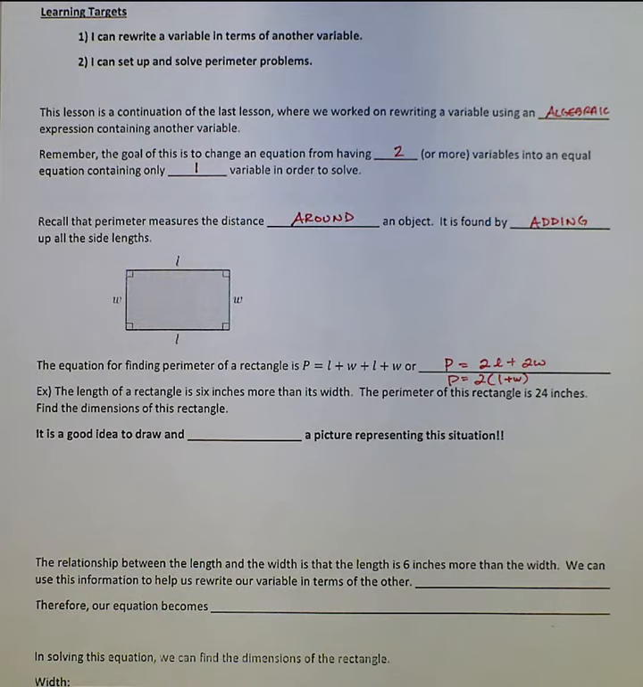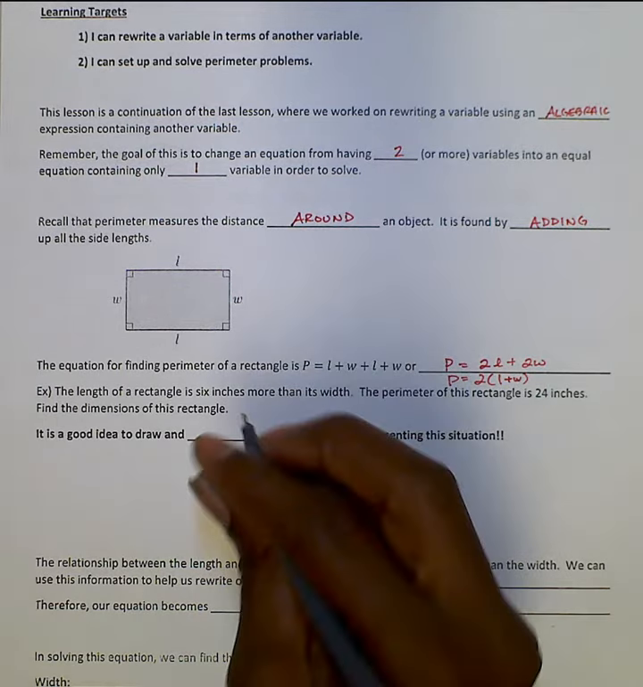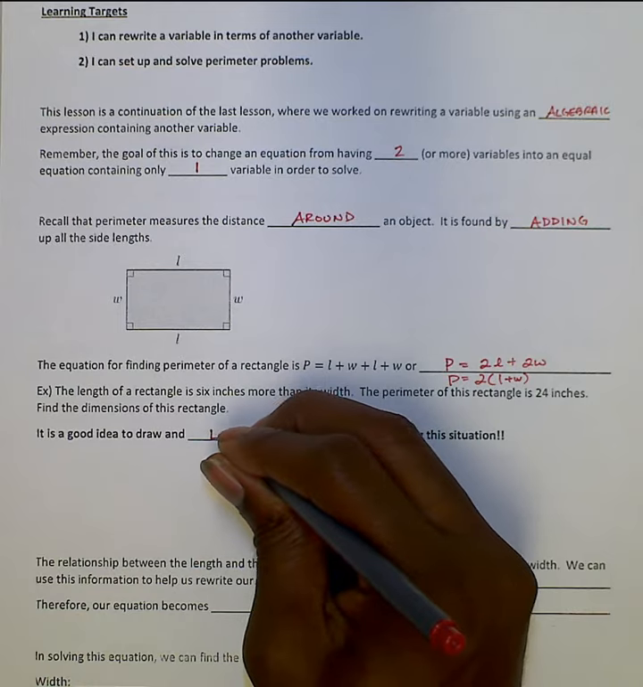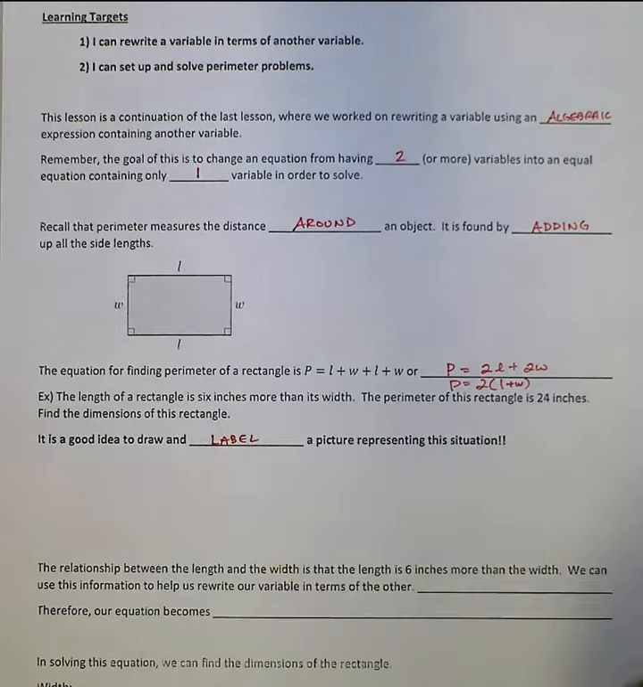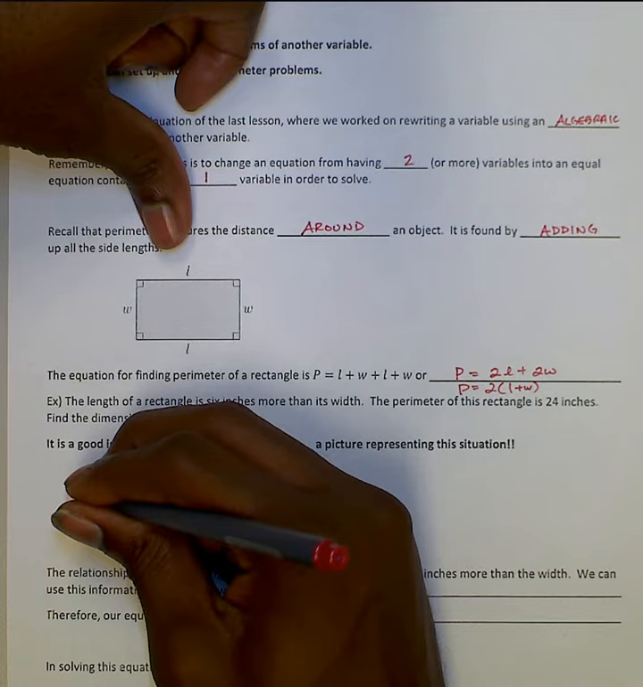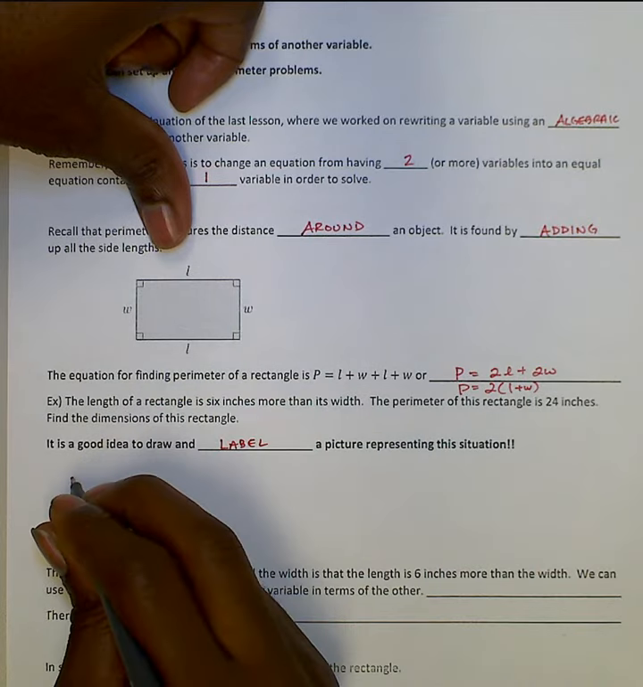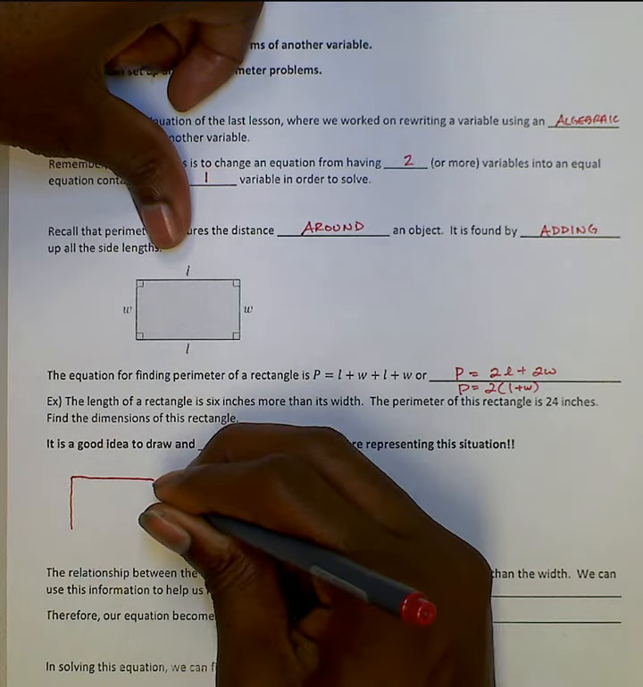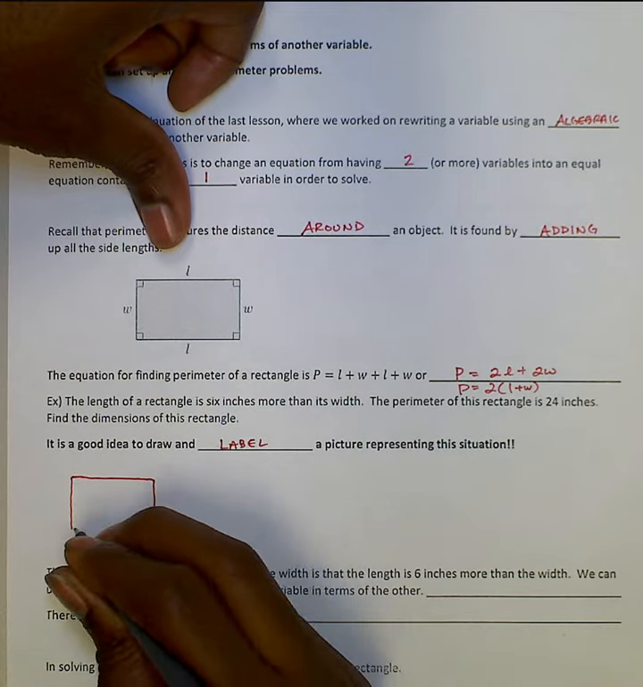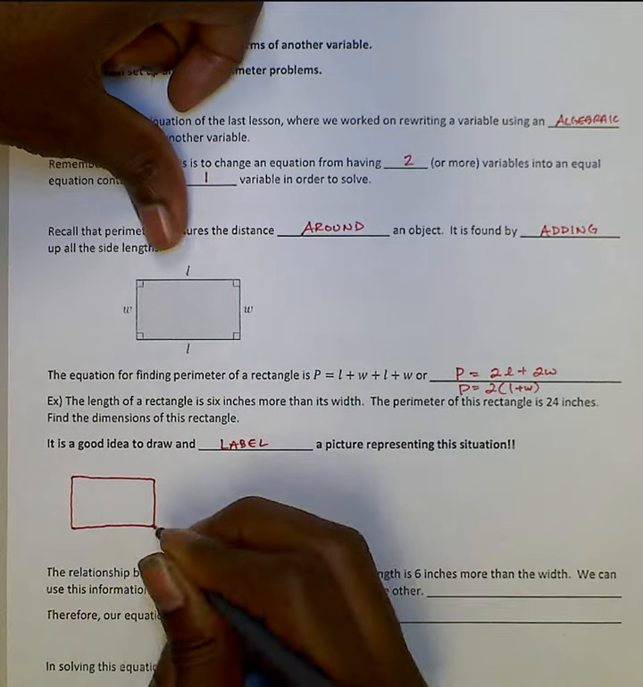First, it says the length of a rectangle is 6 inches more than its width. The perimeter of the rectangle is 24 inches. Find the dimensions of the rectangle. It is a good idea to draw and label a picture. Especially with a rectangle being a pretty simple picture, but no matter what the situation is, you want to make your picture pretty simple, as this is not an art class, and this will help you to keep your thoughts organized.